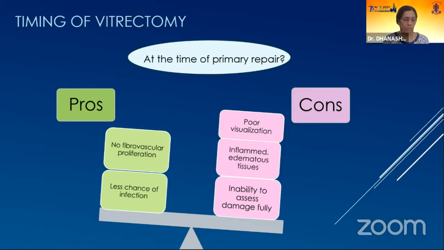The tissues are all inflamed and edematous. We are unable to see the posterior segment well, and sometimes even assessment is not possible.